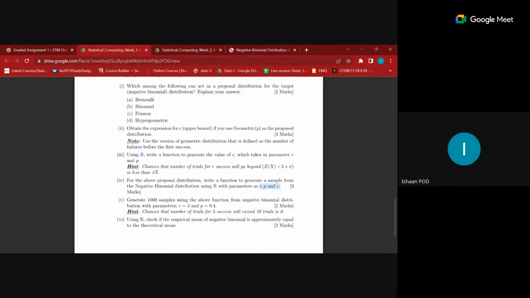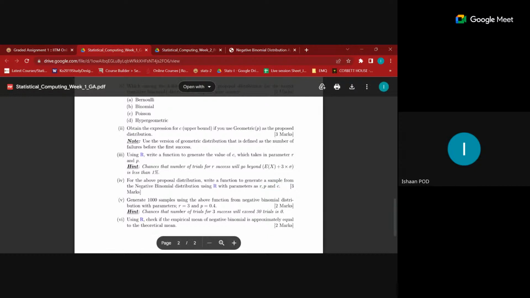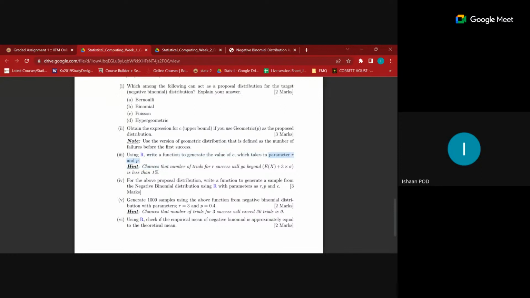So it is a general function. As soon as you give it the parameters r and p, it will compute the value of c, and the possible range of x which it will check is from r to the expected value of x plus, let's say, 4 sigma for the safer side, because it won't exceed 4 sigma.